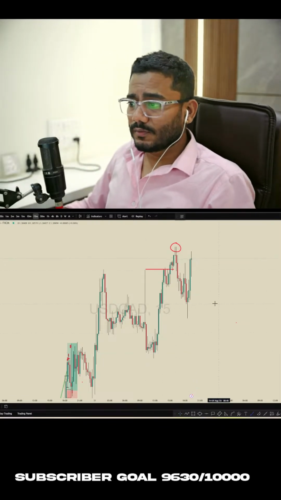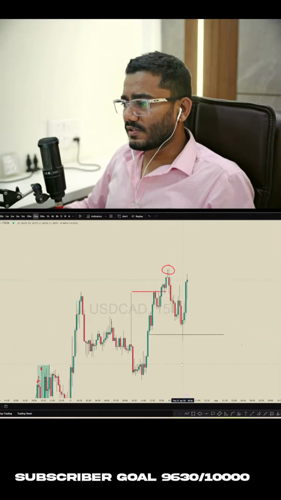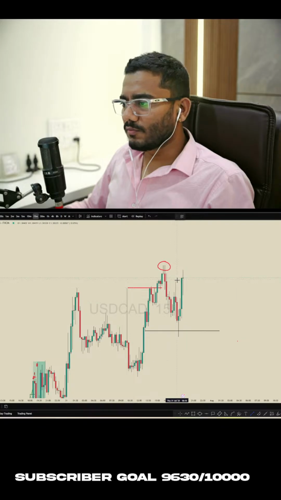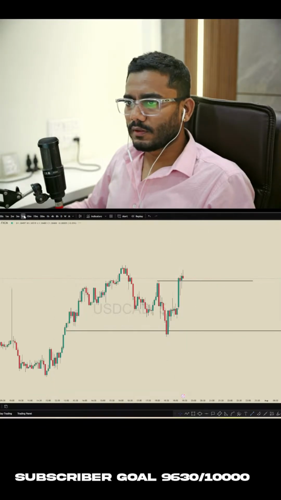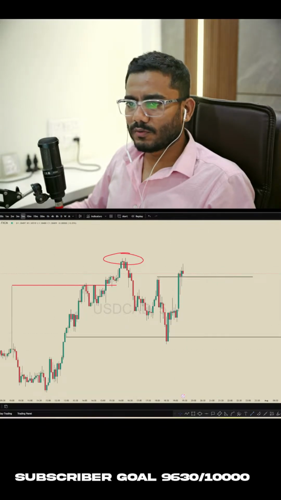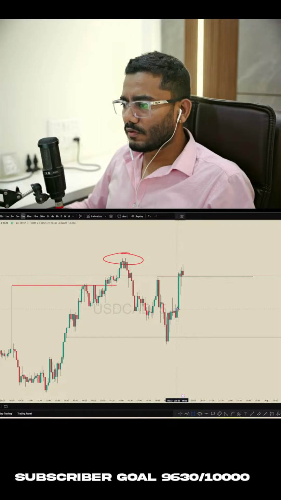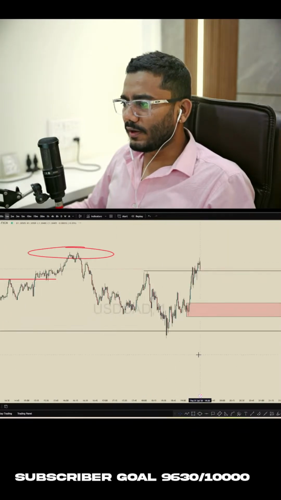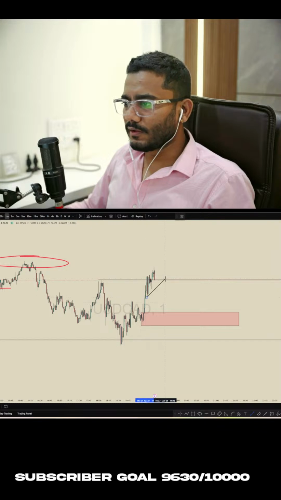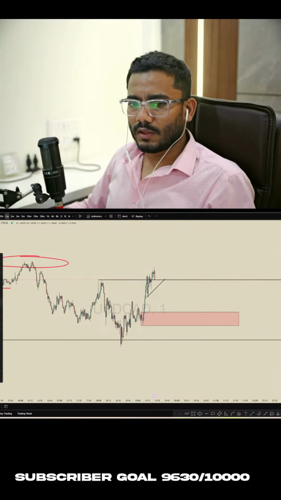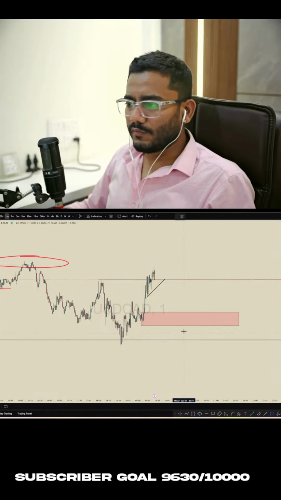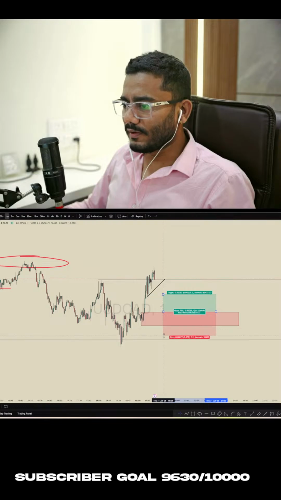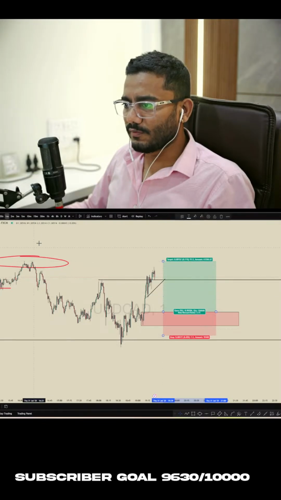So this is a liquidity sweep. Price broke the structure. On 5 minutes we can see there is this order block. This is the order block. This is the liquidity sweep. We want price to create more liquidity to the upside, like here. Then we look for a buy side entry. Here, the next high will be a target.